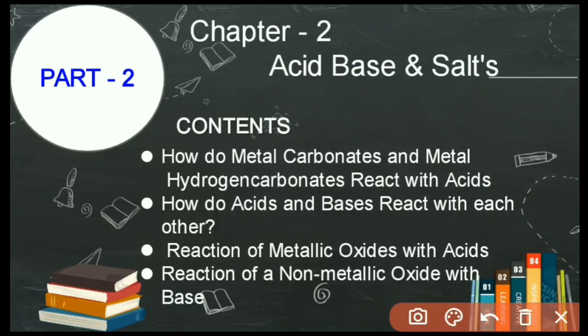Hello dear student. In part 2, chapter 2 Acids, Bases and Salts, we will cover the following contents. In this part 2, we will discuss how metal carbonates and metal hydrogen carbonates react with acids. How do acids and bases react with each other? Next, the reaction of metallic oxides with acids, and then the reaction of non-metal oxides with bases. All these topics are discussed with suitable examples and reactions. Let's see.